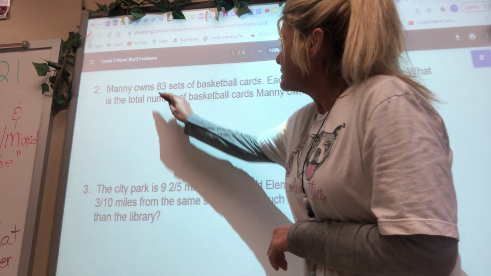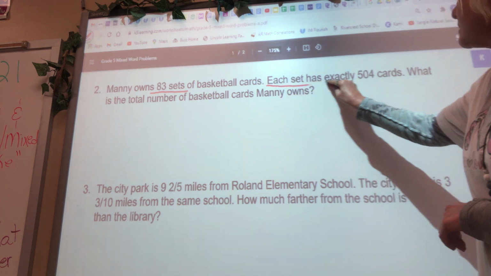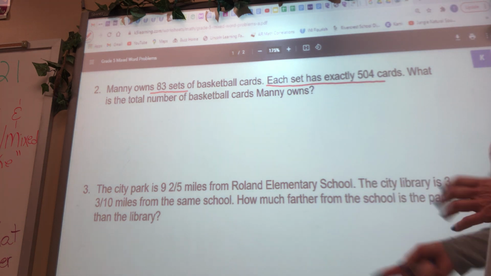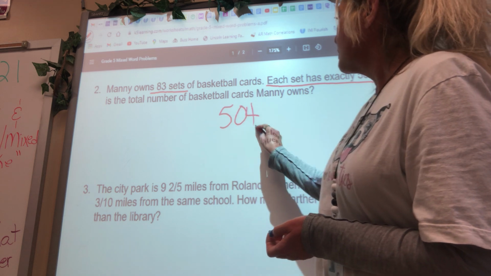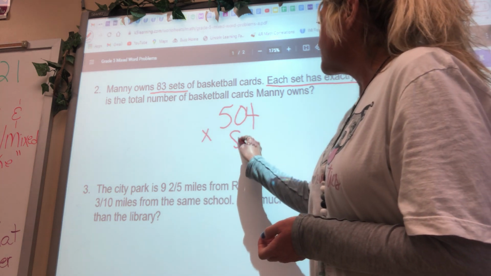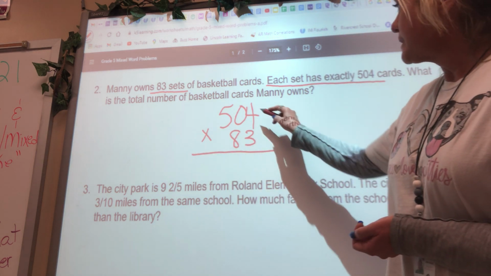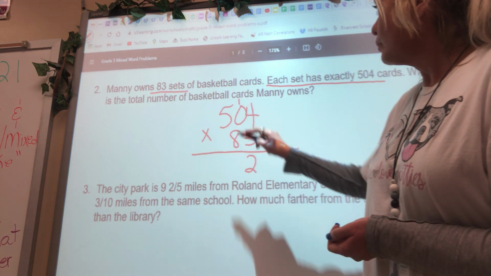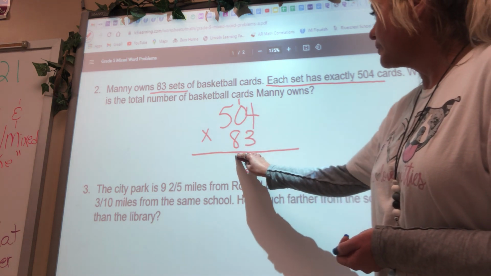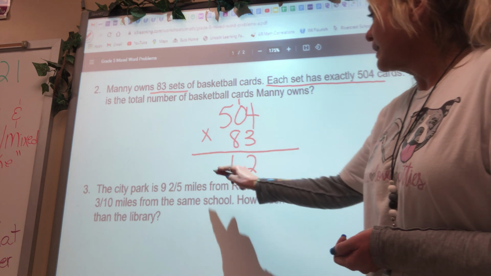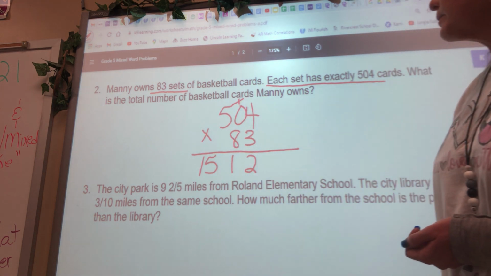Okay, we know that he has 83 sets, and each set is 504. So he has 504 83 times, because he has 83 sets of them. Okay, we would do 3 times 4 is 12, carry the 1. 3 times 0 is 0, plus the 1 we carried. 3 times 5 is 15. I've already used that, so I'm going to scratch that 1 out.